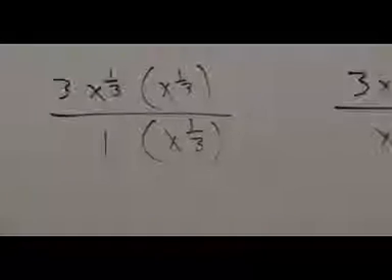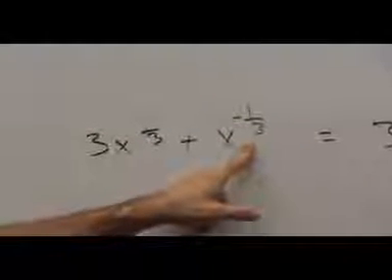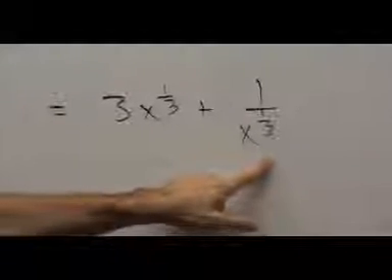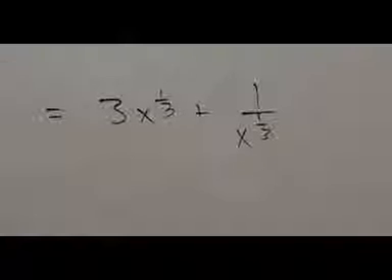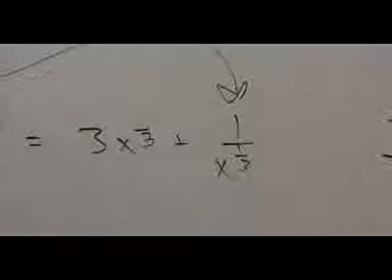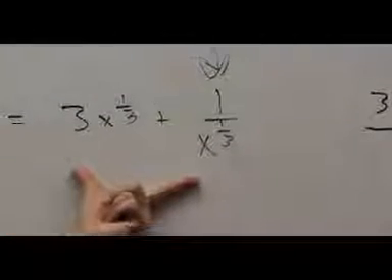Okay, let me repeat what we did. Here's what it started out as. We've got a negative exponent, which tells us we don't want any negative exponents. So we changed the negative exponent to a positive one, which made us have a fraction. Now, because we have a fraction, we want to add these two things. They both have to have common denominators.